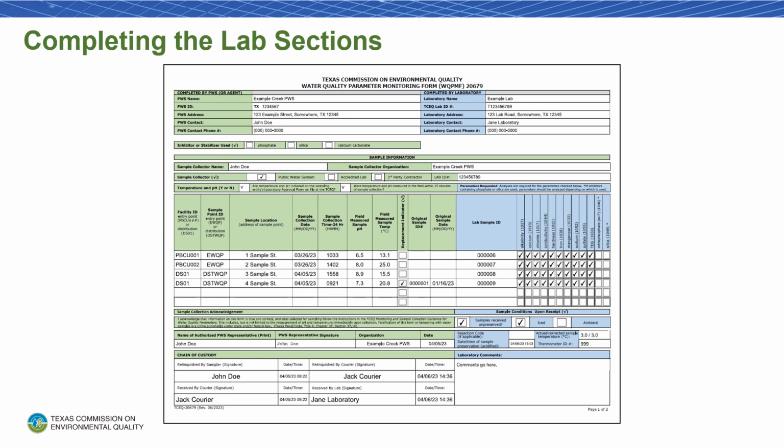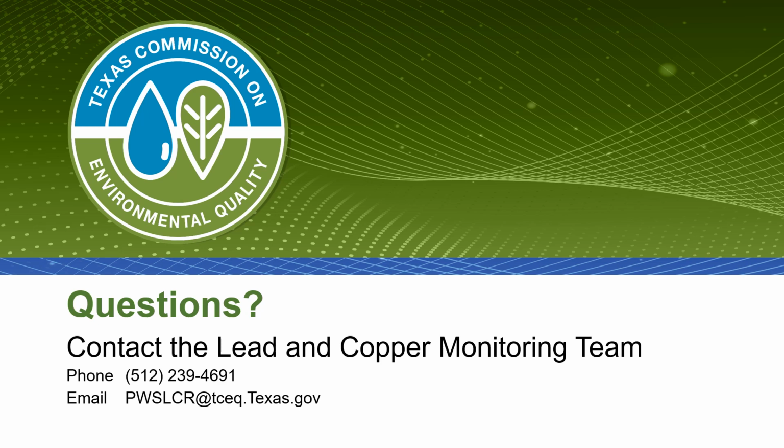With this, we have completed the Water Quality Parameter Monitoring Form 20679. Please double check what you've entered on this form, and once you have, it is ready to be submitted to TCEQ. If you have any additional questions on completing this form, feel free to reach out to the TCEQ Lead and Copper Monitoring Team by phone at 512-239-4691 or by email at pwslcr@tceq.texas.gov.